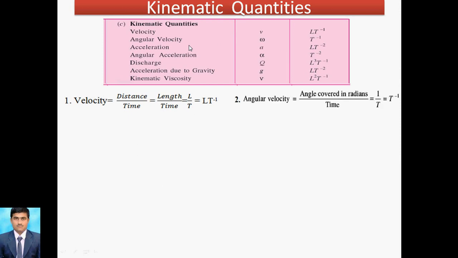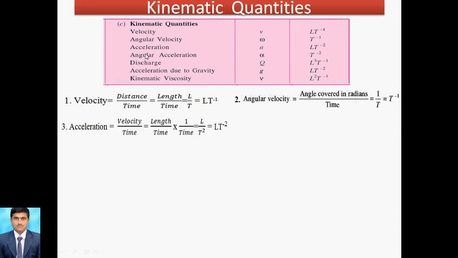Similarly, we go for angular velocity. Angular velocity means angle covered in radians divided by time. So we can write it as 1 by T, that is T raised to minus 1. Radian does not express length or mass, so we have only 1, and time as T raised to minus 1. That's why we write T raised to minus 1. This is the dimension format.